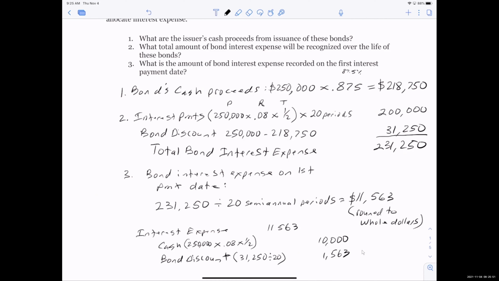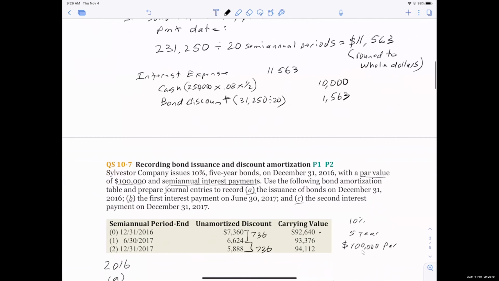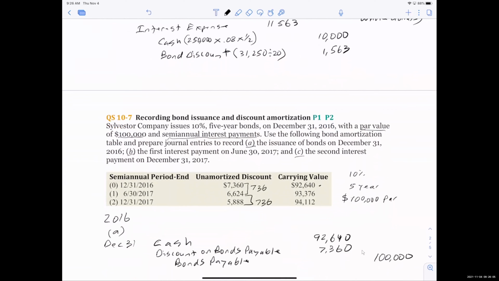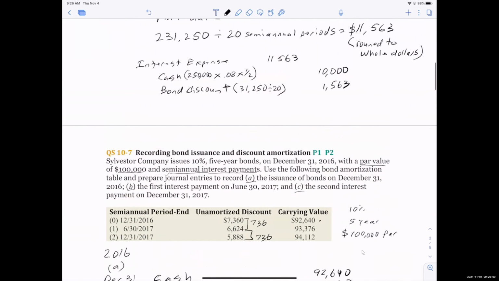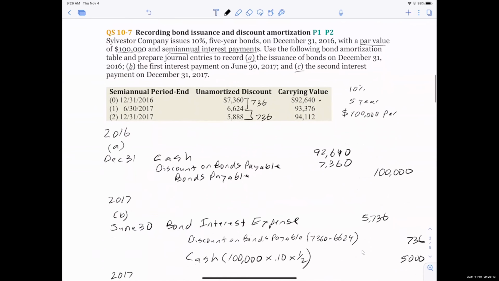The next one for you, when we start using this schedule for doing your journal entries. Okay, so let's go ahead and do that. Quick Study 10-7.